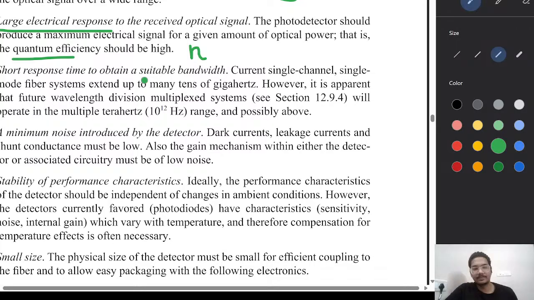Minimum noise introduced by the detector. The noise sources to reduce are dark current, leakage current, thermal noise, and excess noise from internal gain, such as the avalanche process. Low noise is essential to achieve high sensitivity.